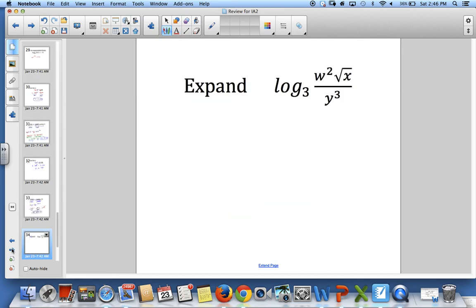All right, we're winding down. Now we're going to do expanding and condensing. To expand, we notice there's 3 letters, so that means there's 3 logarithms. Each letter gets its own logarithm. So I'm going to put log base 3 of w squared plus log base 3 of x to the 1/2.